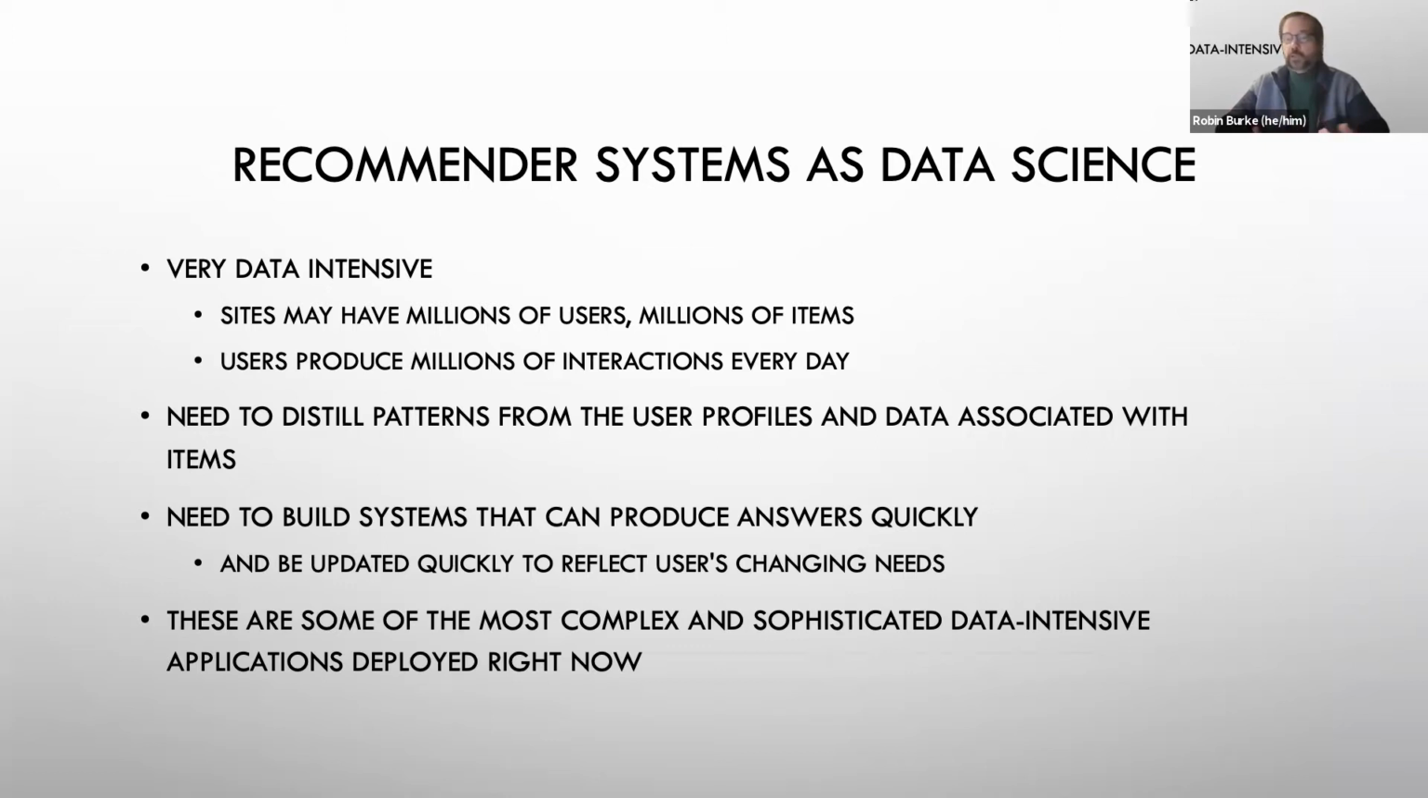Think of the text in every tweet or in people's Facebook posts and the images there. And we need to use those profiles to understand what users are going to be interested in and what things they're not interested in. And then we need to build systems that will produce these kind of feeds or ranked lists for interaction. We need to produce those things very quickly. When you click on something, we may need to update those preferences and update the answers that you get to reflect the user's changing needs. So these are very complex and sophisticated, very data intensive applications, some of the most challenging applications that are out there right now.